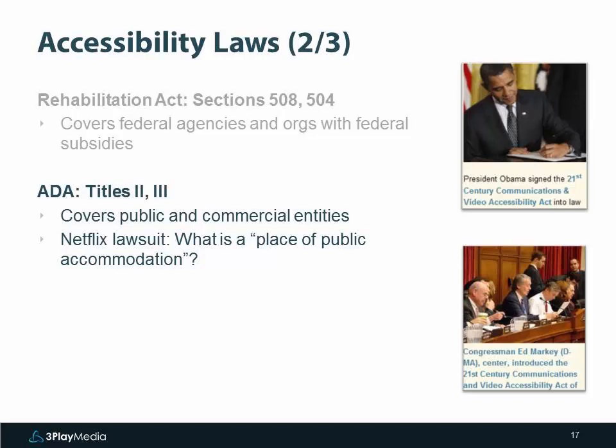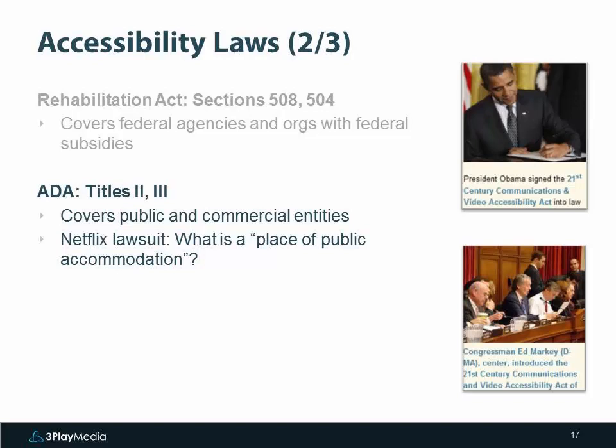And the bar there with Title III is that in order to qualify, you have to be considered a place of public accommodation. Historically, the ADA has really been applied more toward physical structures, such as requiring a ramp for wheelchair access to a building. It has never been applied to online businesses.